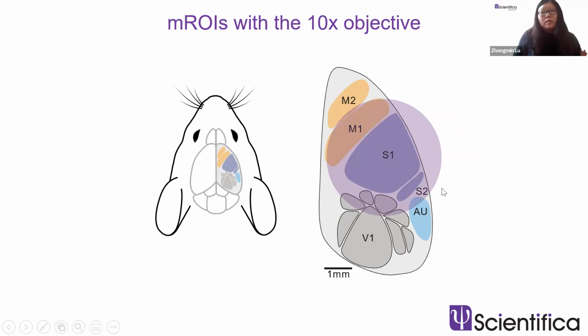With the 10x objective, you are sacrificing some spatial resolution. You can do multi-ROI scanning in this large area, almost 3 millimeter by 3 millimeter, all across M1, S1, and S2.